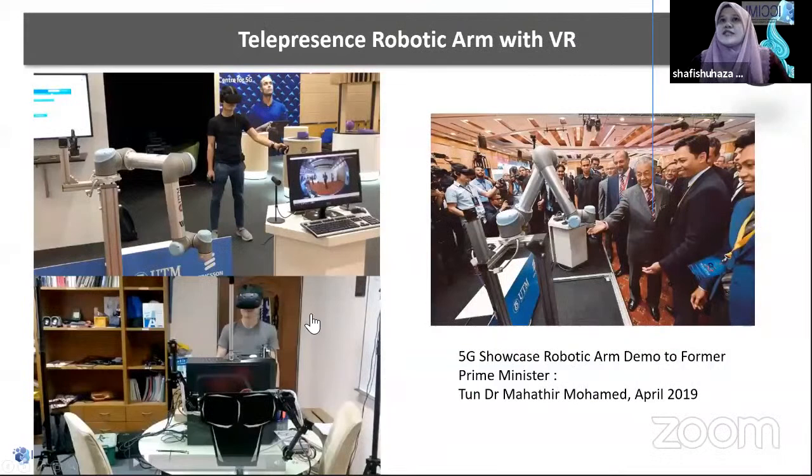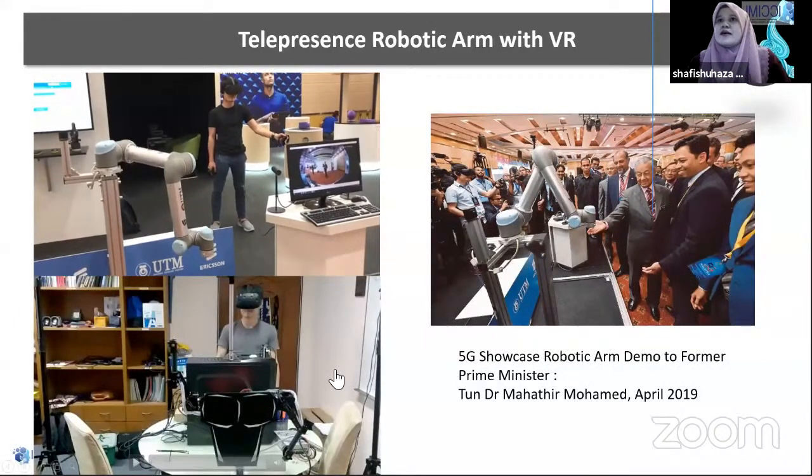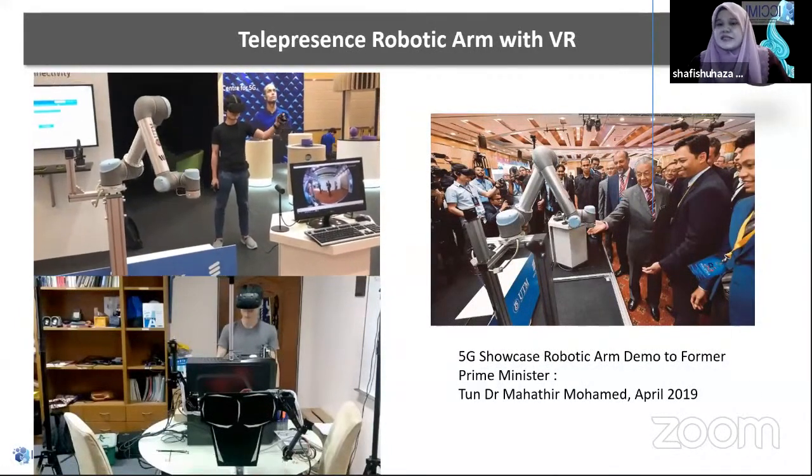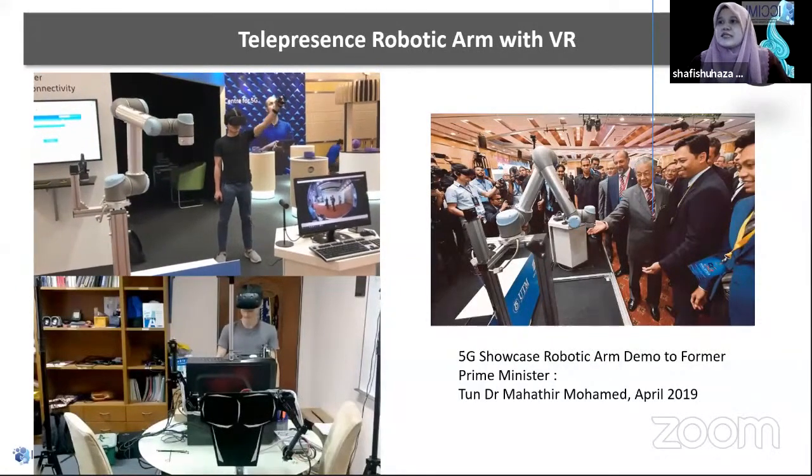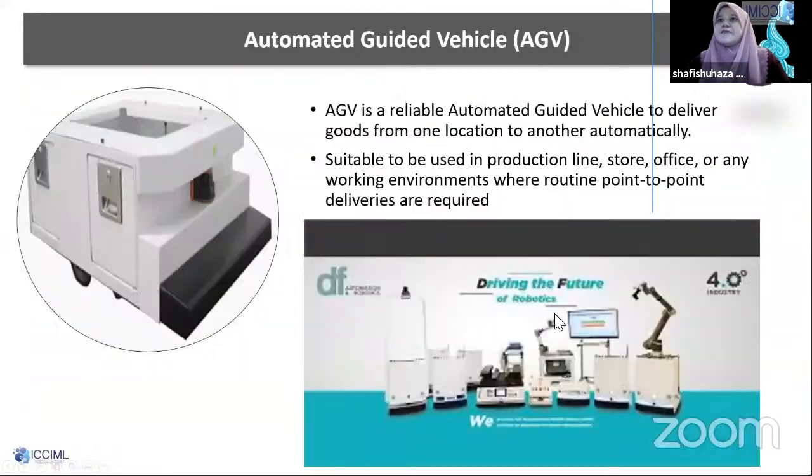Okay, so this is another one by our director, Dr. Atif. It's a telepresence robotic arm using a virtual robot, okay, which was showcased in 2019 to our former Prime Minister, Tun Dr. Mahathir Mohamad. Okay, and Dr. Shifai again, he is actually an expert on automated guided vehicles, which deliver goods from one location to another automatically. And his company, DF Automation, has developed numbers of AGVs, which are widely used worldwide.